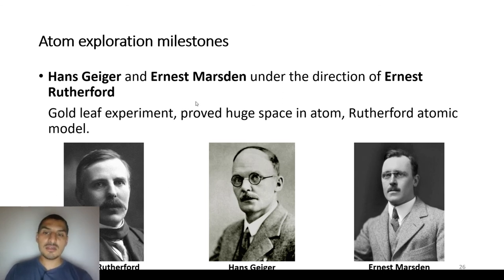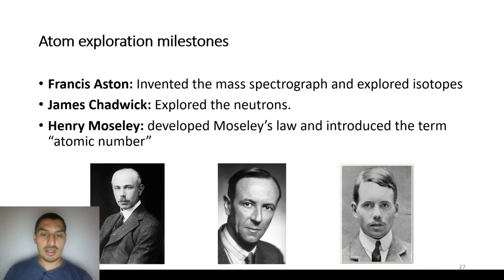And then Hans Geiger and Ernest Marsden, under the direction of Ernest Rutherford, so this is Rutherford, this is Geiger, this is Marsden, did the magnificent gold leaf experiment, and they proved that bombarding the gold leaf with alpha particles showed that the atom has a lot of empty space, and the earlier model was proved to be wrong, and they started to develop the more realistic model of the nucleus and the electrons rotating around the nucleus.